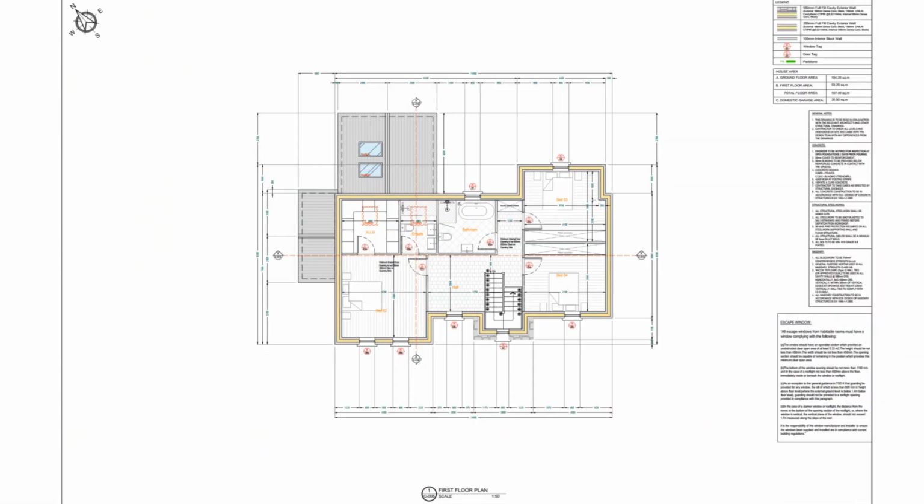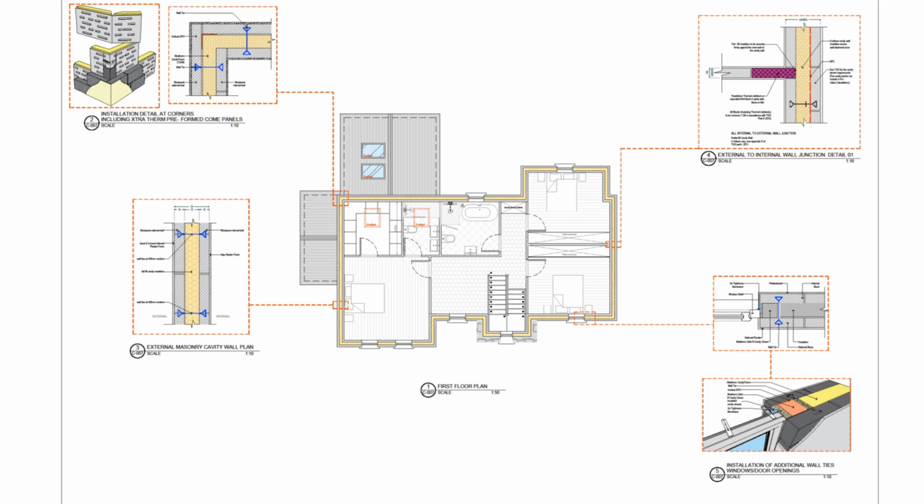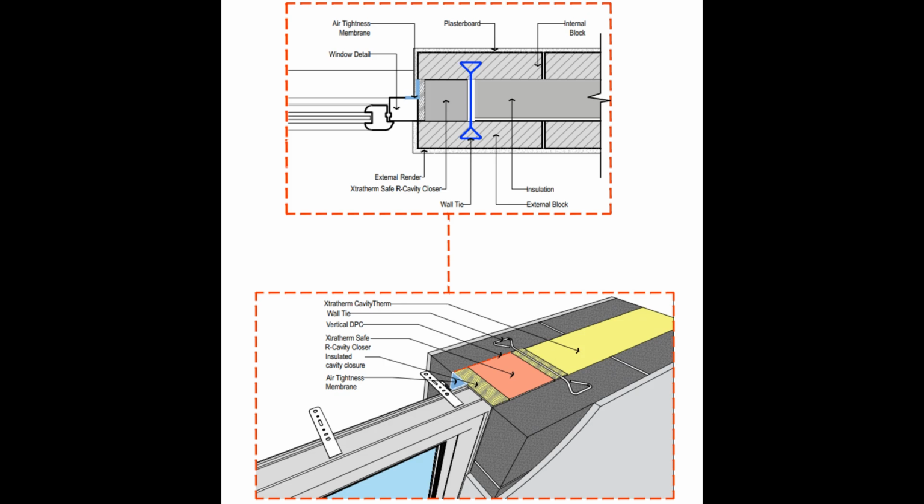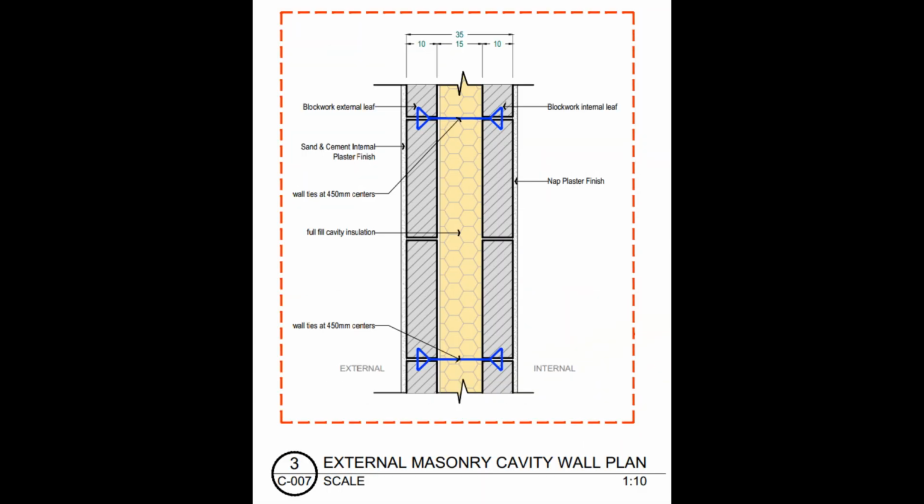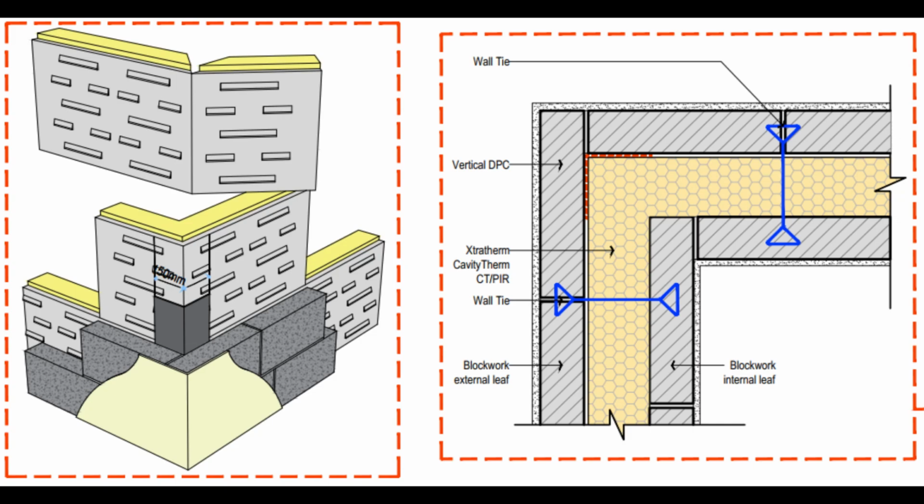And here is the first floor plan of the house. And here are the typical wall details. As you can see in the plan, we've shown the details at the windows, the thermal insulation, the thermal bridging, the corner details. If we're using Xtratherm, which is now uniform, we've shown the DPCs at the corners and the way the insulation has to be shown, and the extra ties that are required under the regulations.